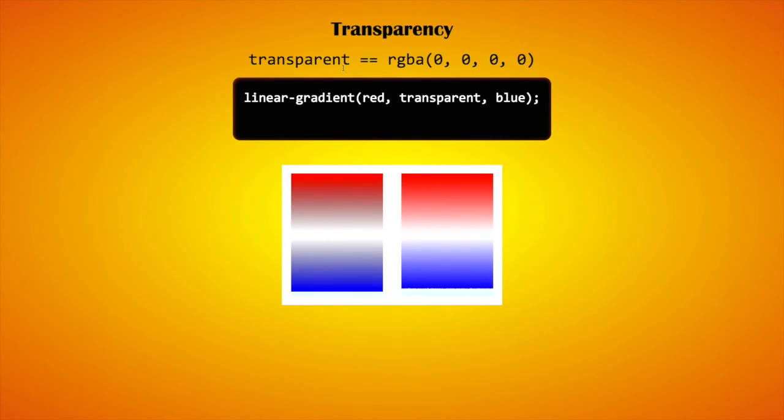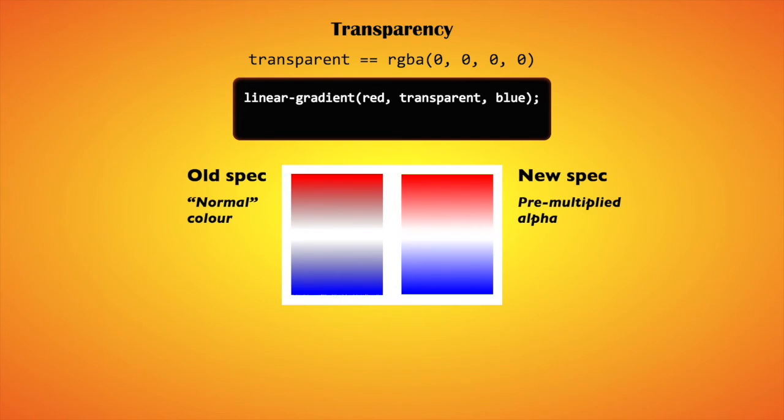And the reason for this is that if you go red to transparent to blue, the browsers interpret transparent as an alias for fully transparent black specifically. So what it's actually doing, as it's going from red to transparent, is going from red to black at the same time that it's fading it out. So to fix this, the browser vendors got together and talked about the spec and they introduced a new version of the spec, which brought in something called pre-multiplied alpha.